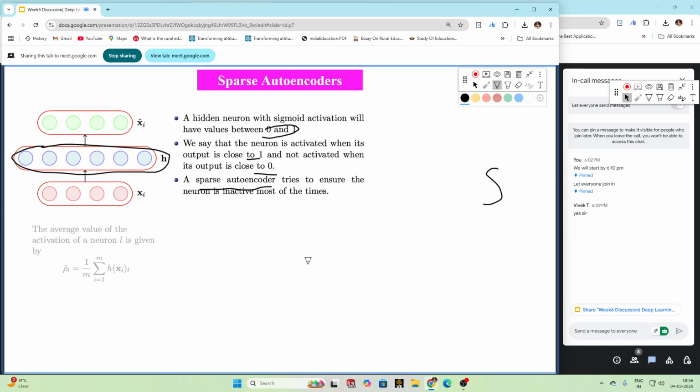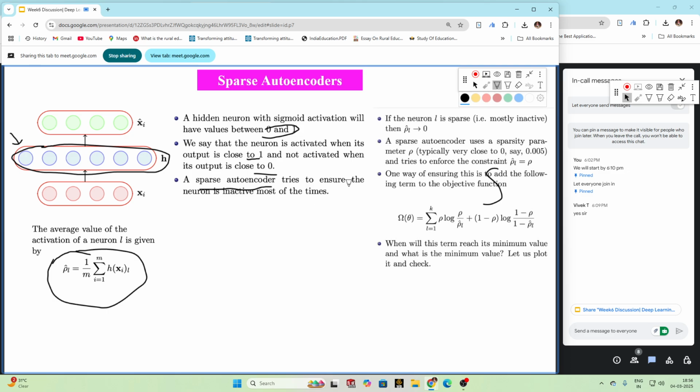So how can we do this? What can be the average value for the hidden neurons? If we sum the outputs of all the hidden neurons and divide by the number of neurons in the hidden layer, that is the average activation of the neurons, given by this. This is nothing but the average value of activation for all the neurons.